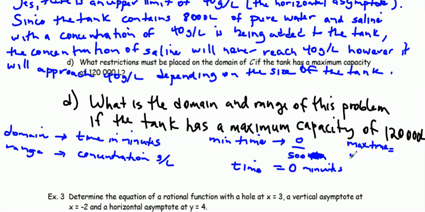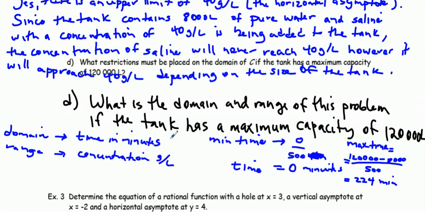The maximum time is going to be 120,000 liters, that's the max capacity, minus that 8,000 liters, right? So you're only really able to put in 112,000 liters at a rate of 500 liters per minute. So when you subtract that and do the division, you end up with, going by memory, 224 minutes, I believe. Okay, so our domain, algebraically, in interval notation, would be 0 to 224.